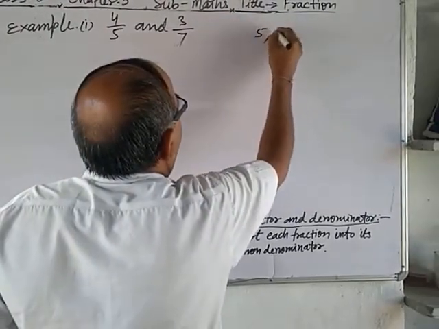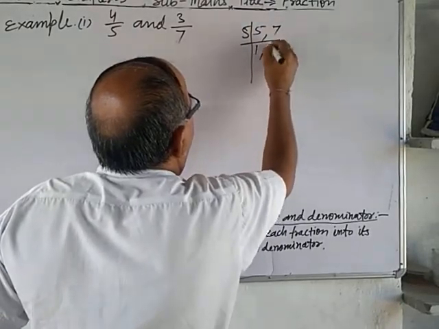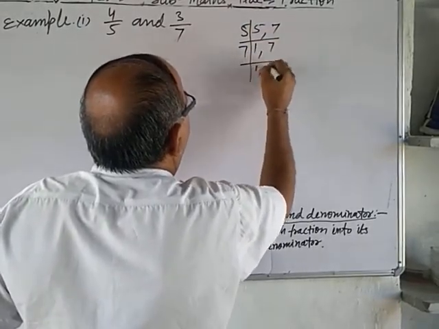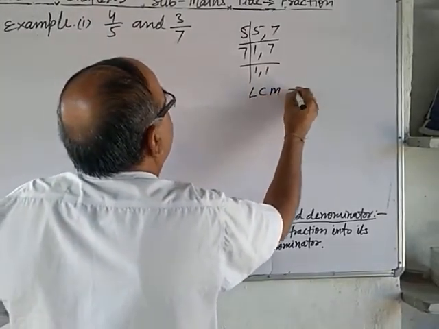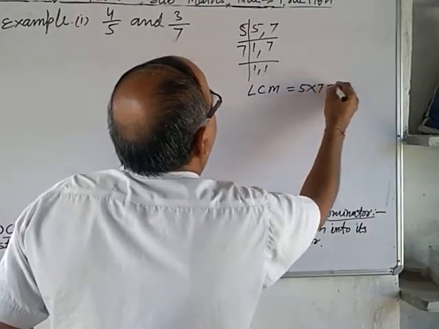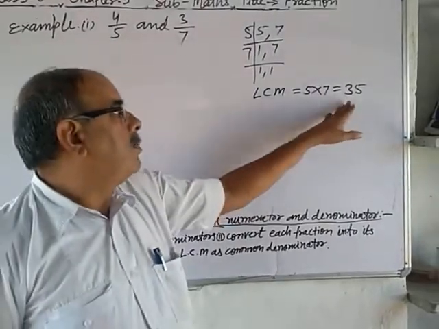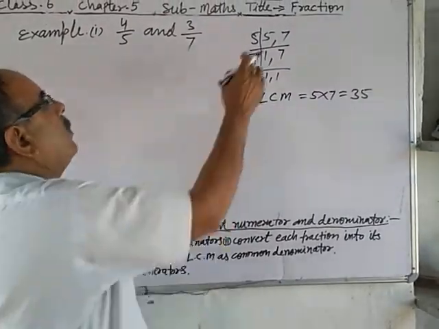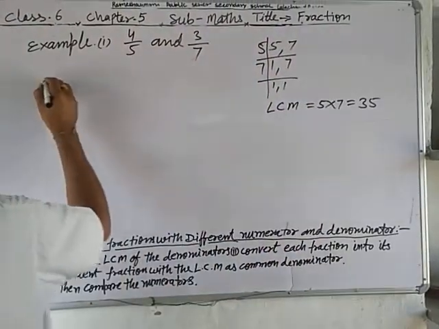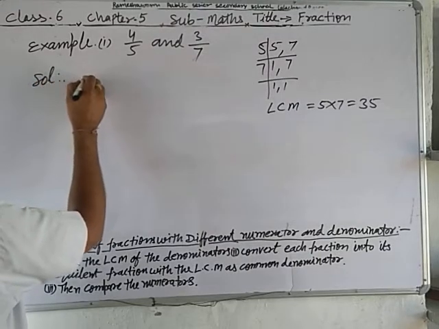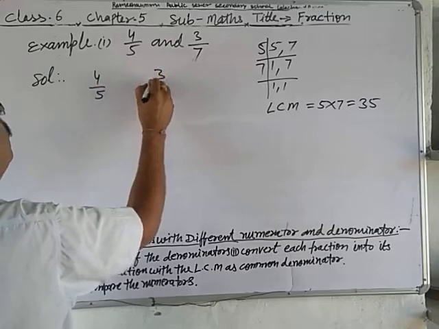5 and 7. The LCM is 5 into 7, which is 35. 5 times 7 is 35. This is the LCM of 5 and 7. The solution is 4 upon 5 and 3 upon 7.